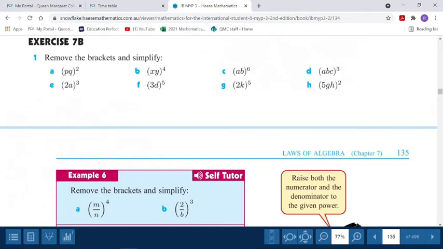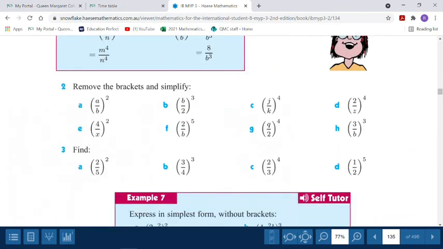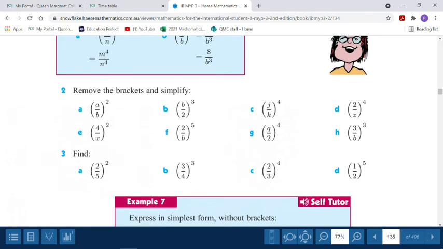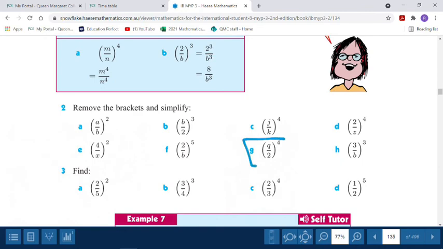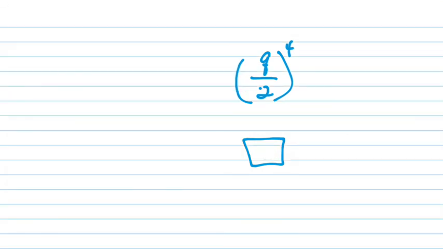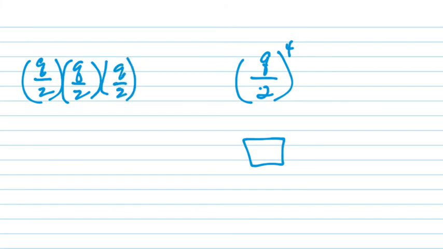So don't worry about the fractions. It just means to take the entire bracket times itself that many times, or raise everything in the bracket to that power if it's a monomial. So look at g. We have q over 2 raised to the 4th power. Now we could expand that out, but 4th power, that's quite a lot of them, right? But we could. q over 2 times q over 2 times q over 2 times another q over 2.